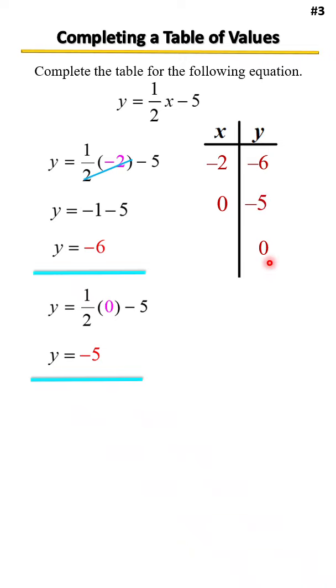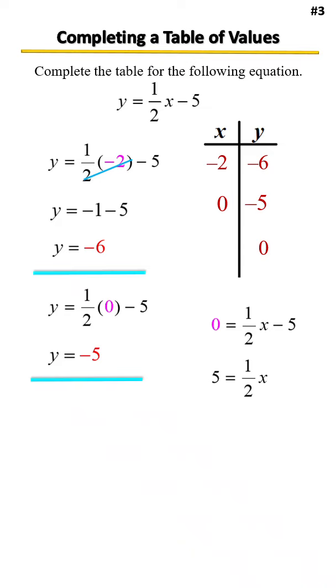Lastly, we're going to plug in a 0 for y. So in the equation, we're going to remove the y and replace it with a 0. When we do so, it's going to look like so. Next, to solve for x, we're going to move that 5 to the other side by adding 5 to each side.